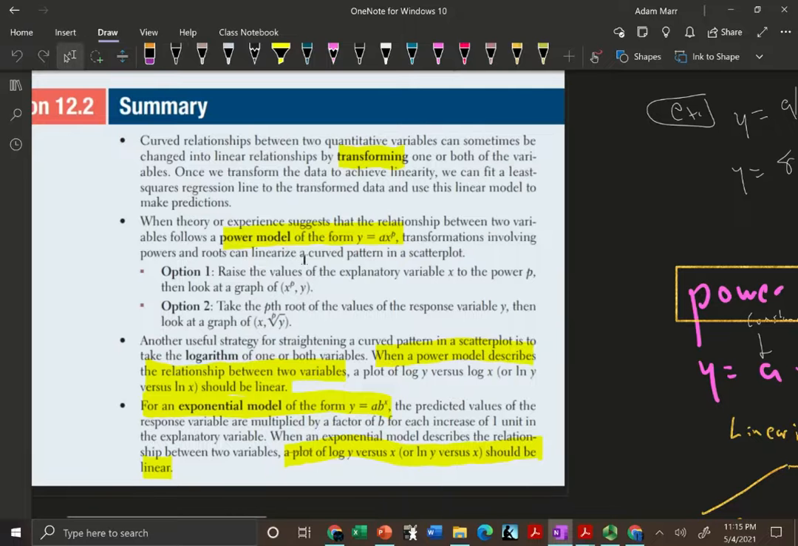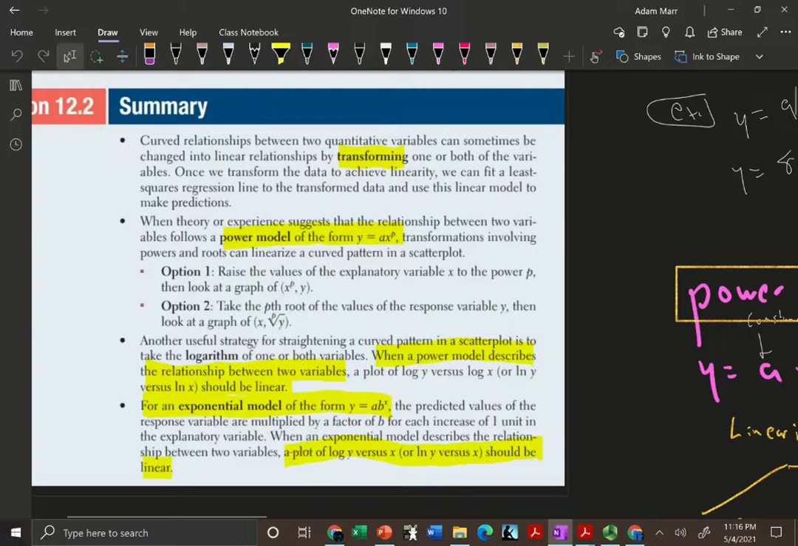Transformations involving powers and roots can linearize a curved pattern in a scatter plot. So how do you linearize it? Well, one way is to raise the values of the explanatory variable, which is x, to the power of p, then look at the graph. So that's x to the p and then just a regular y. The other way is to take the pth root of the values of the response variable, which is y. Then look at the graph. So you have x and then the pth root of y.